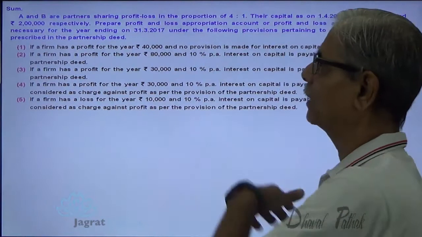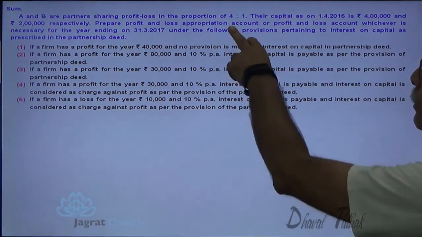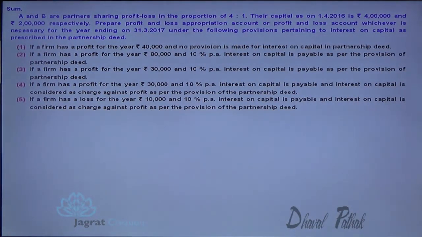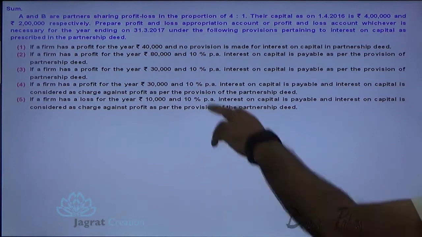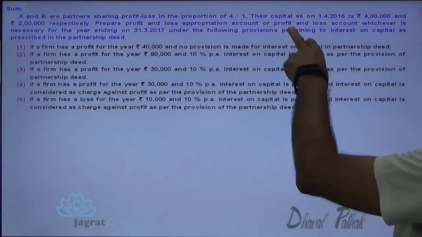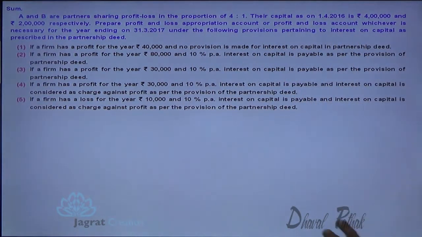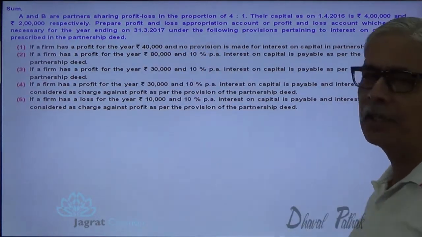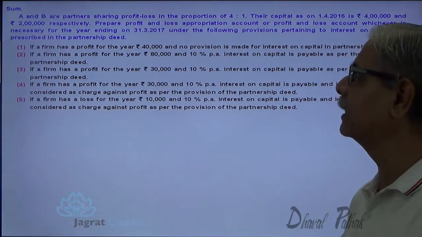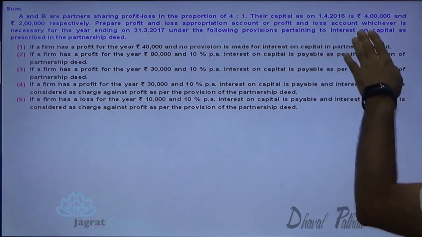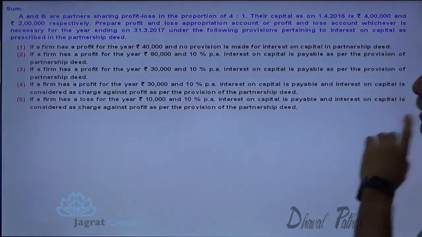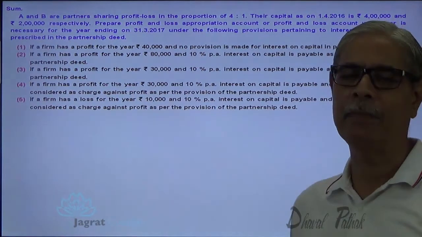A and B are partners sharing profits and loss in proportion of 4:1. Their capital as on 1/4/2016 is rupees 4 lakhs and 2 lakhs respectively. Prepare profit and loss appropriation account or profit and loss account, whichever is necessary, for the year ended on 31st of March 2017 under the following provisions pertaining to interest on capital as prescribed in the partnership deed.